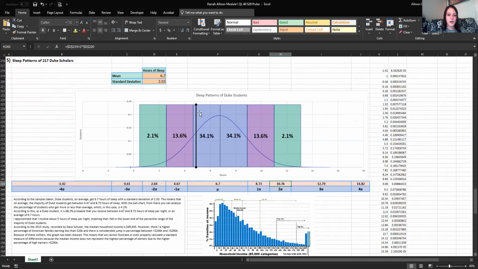I put myself here at a little over 5 hours of sleep. That's probably my average. It's not ideal, but it is what it is. So I am within this, the lower part at least, of this major group of people. I fit within this probability of Duke scholars' sleep patterns.